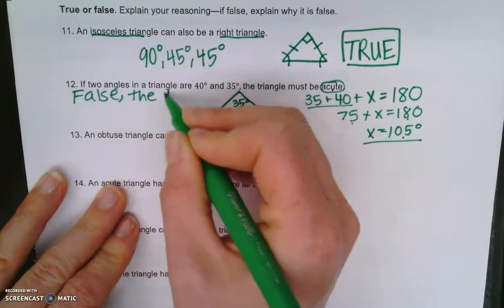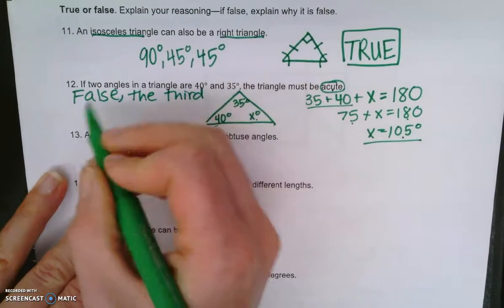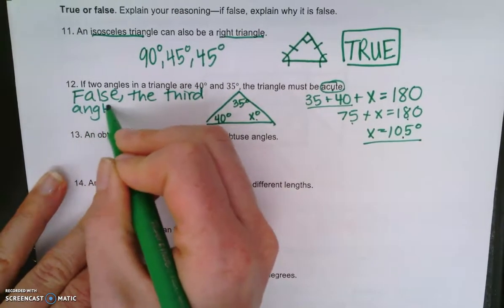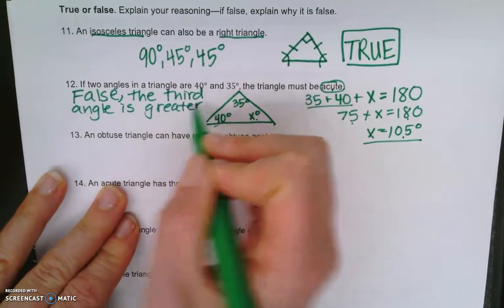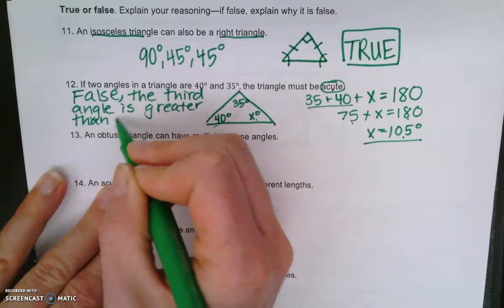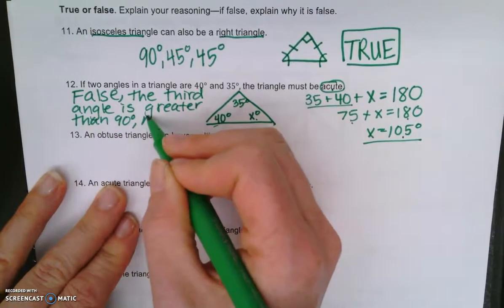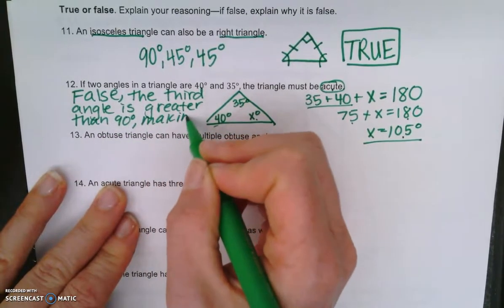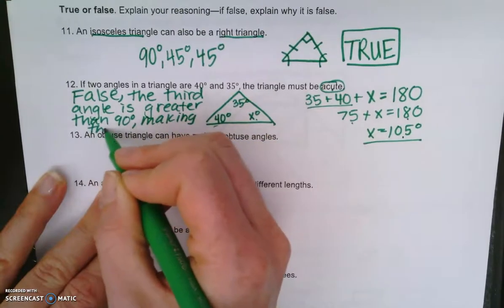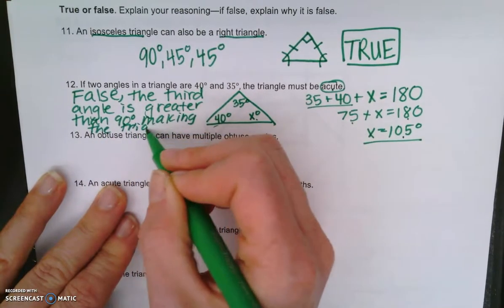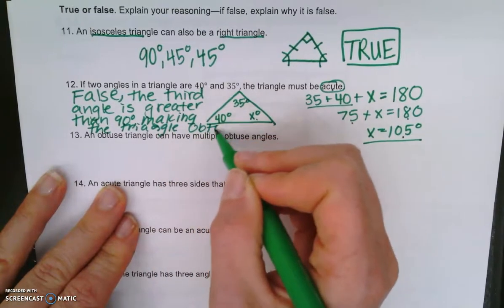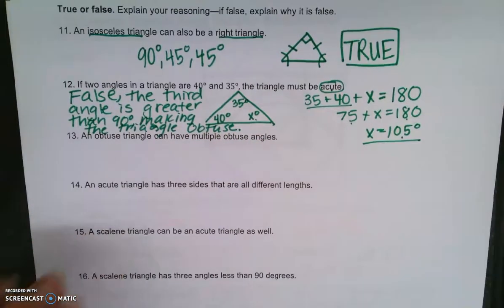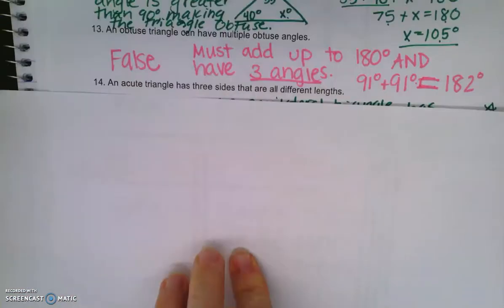The third angle is greater than 90 degrees, making the triangle, what type of triangle? That's right, obtuse. Perfect. Great job, you guys. Let's take a look at the next one.